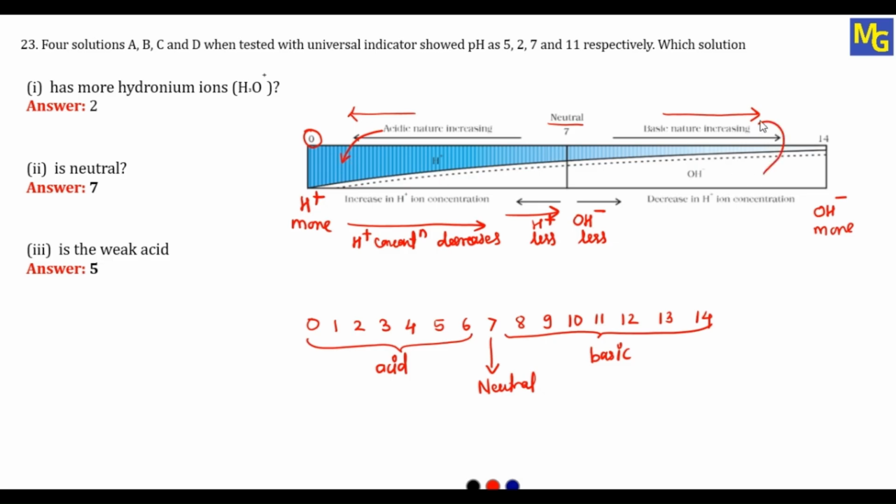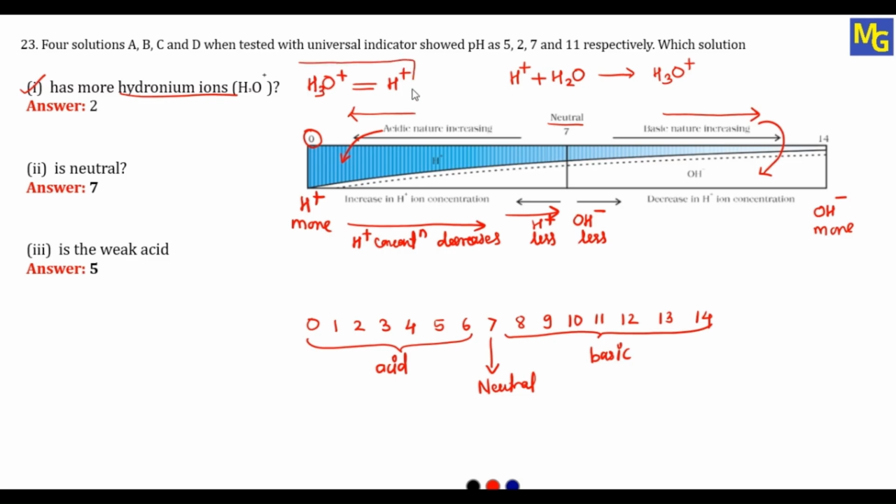One more thing, if you see the first question, they are asking which has more hydronium ions. Hydronium ions means H3O plus. H3O plus is nothing but H plus ion. H plus ions are not available as H plus. They will immediately combine with water and exist as H3O plus ion, which is called hydronium ion. So H3O plus is nothing but H plus ion. This we have to remember.